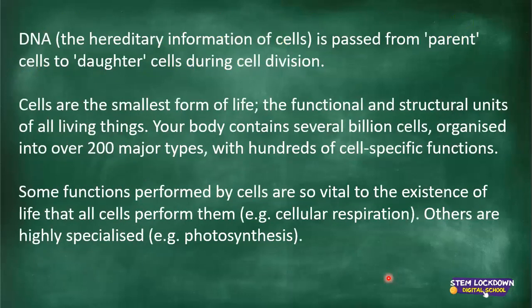And then DNA, which is that hereditary information of cells, is passed from parent cells to daughter cells during cell division. We explained this during the reproduction stage, for example: the cells from your mother and father combine, then during cell division it will split, and you'll get certain traits from your mother, certain traits from your father, and then it will be passed on from generation to generation just like that.